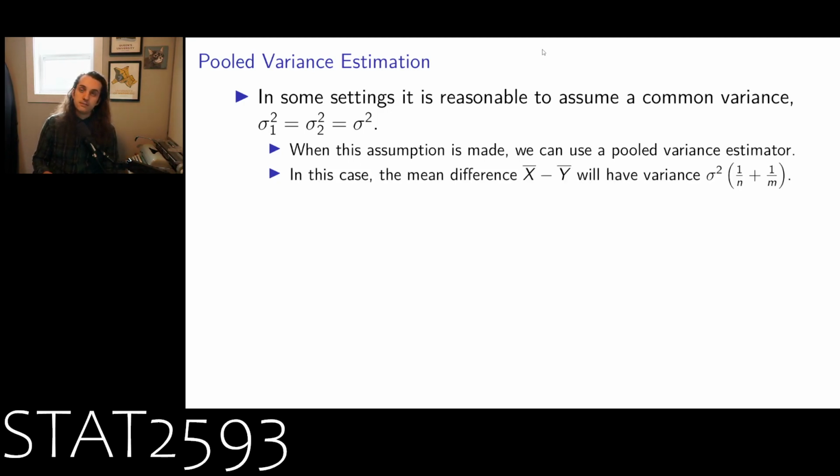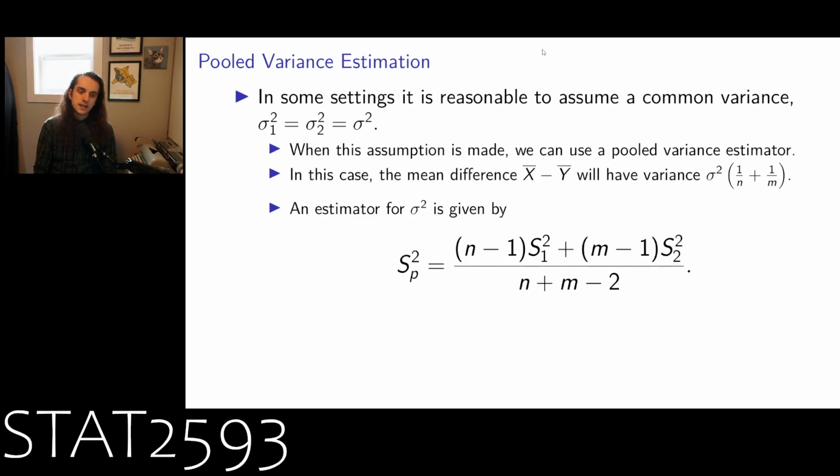So if we were to think about the variance of x bar minus y bar, if you assume that sigma 1 equals sigma 2, then you can just factor out sigma 1 and sigma 2, and we get an overall variance of sigma squared times 1 over n plus 1 over m. Now, what we can do is use an estimator for the pooled variance to get this sort of weighted average here, right? So you take n minus 1, you multiply it by the variance of x, m minus 1 times the variance of y, and then divide by n plus m minus 2, right? And so what this gives us is sort of a weighted average between our two different variances, and this will give a good estimate for sigma squared.